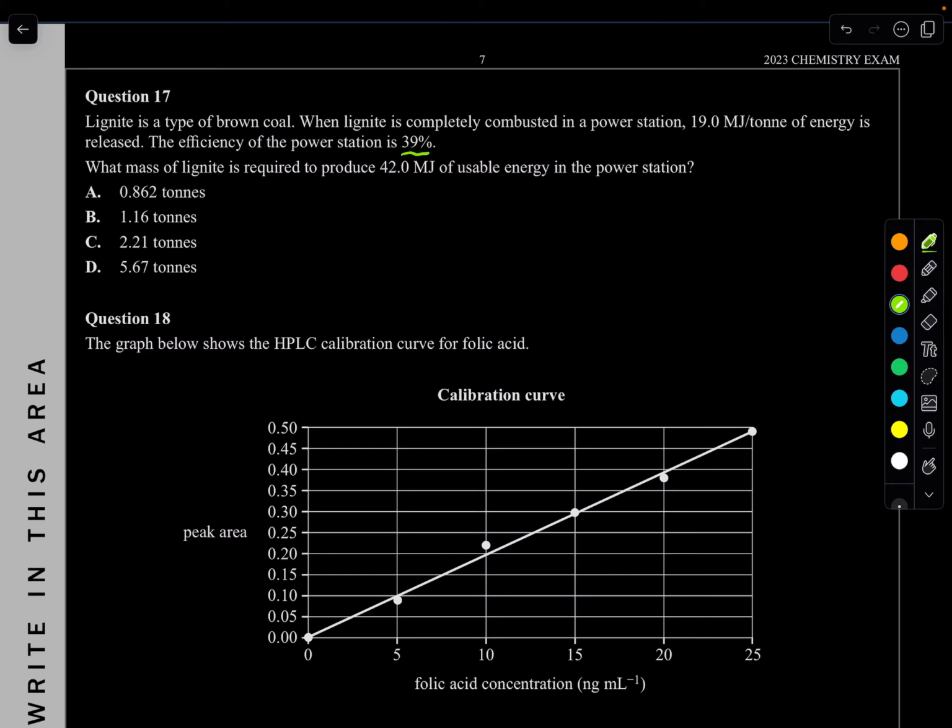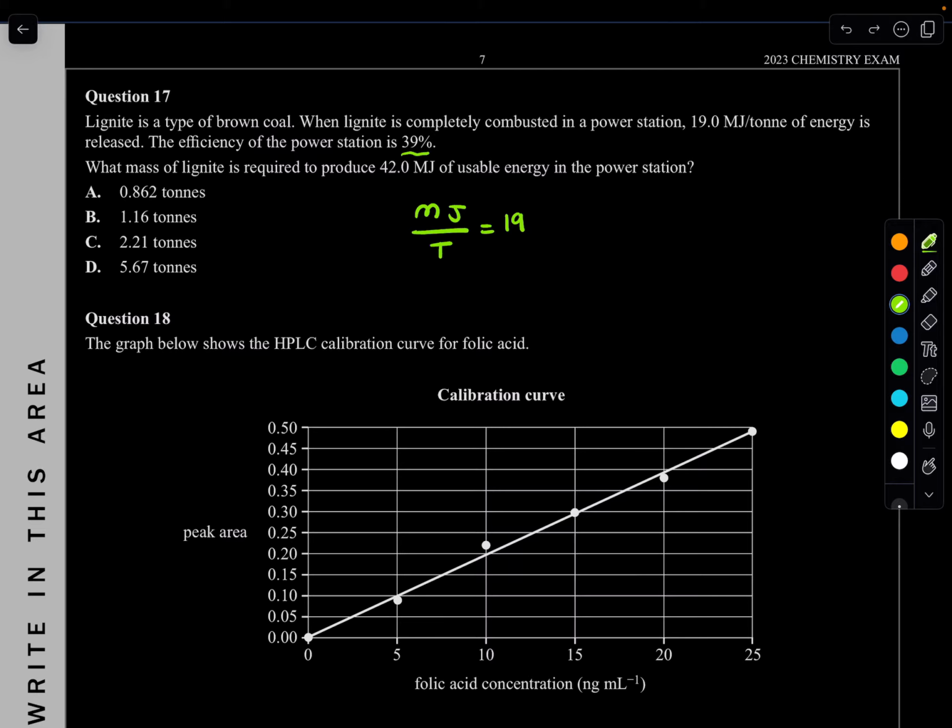Beautiful. So, we know that we produce 19 megajoules per ton. So MJ over ton is going to be equal to 19. For example, if you have 1 ton, you put 1 in this value here, so 1 times 19, you get 19 megajoules. Now, that's only if it's 100% efficient. Of course, it's not that, because we know it's only 39% efficient.